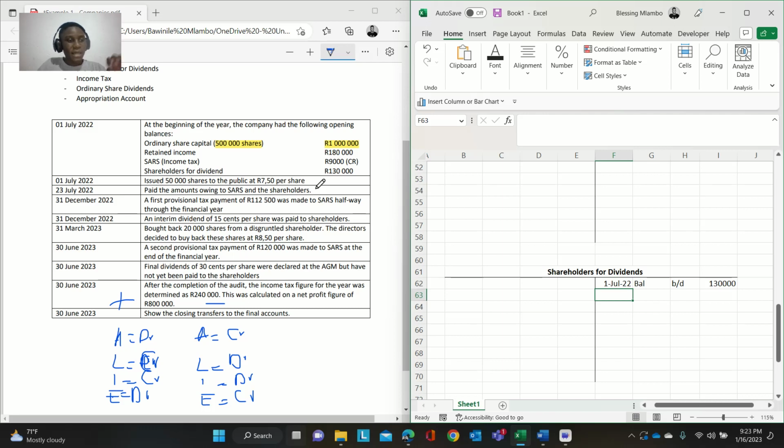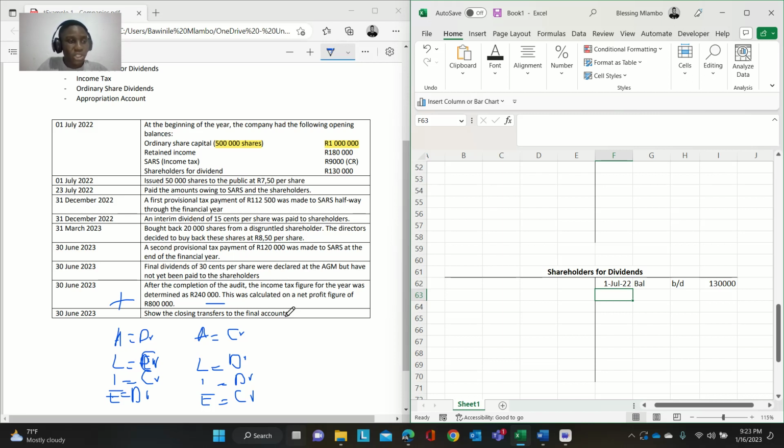Meaning that there are people in public who bought the shares. And when they buy the shares, that means the company is receiving money. One of the accounts affected is bank, which is an asset. It's increasing on the debit side because the company is increasing money. The second account affected is the ordinary share capital.